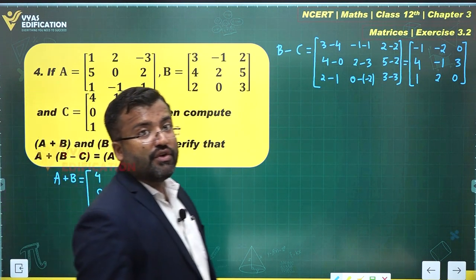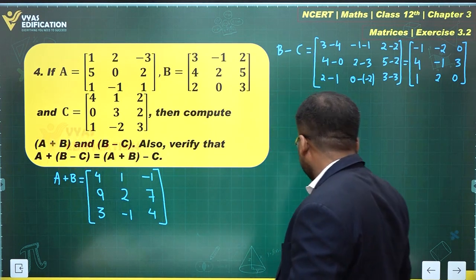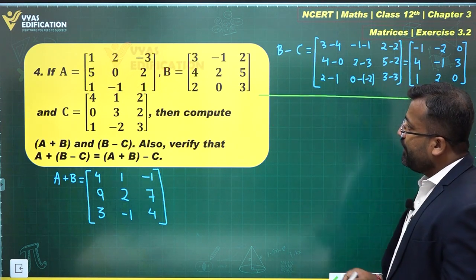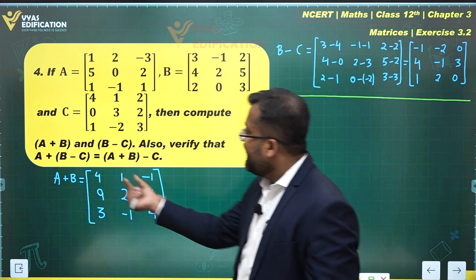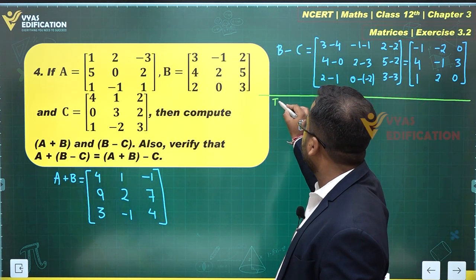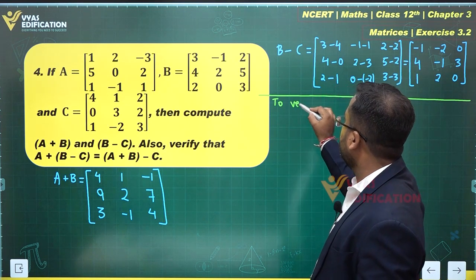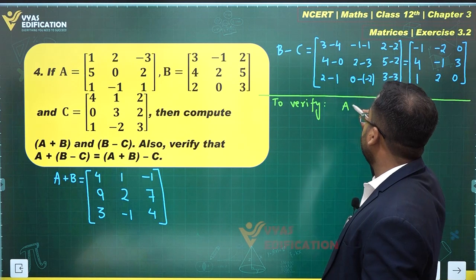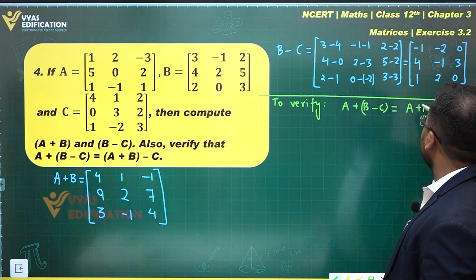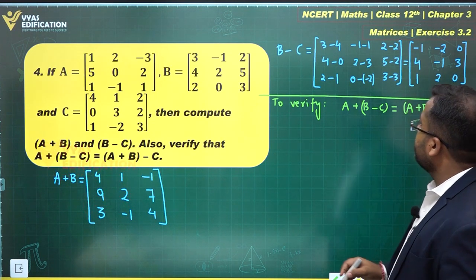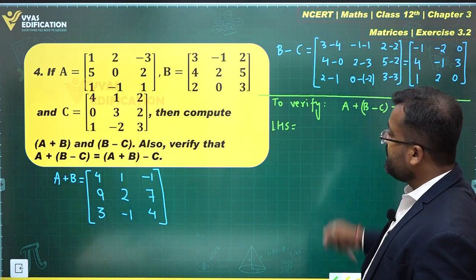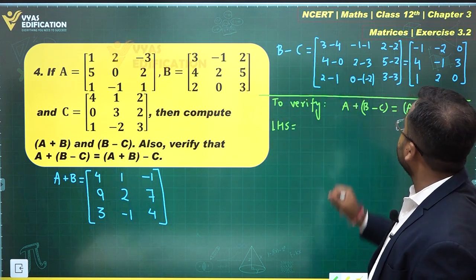Next, since we have found A plus B and B minus C, we are also supposed to verify something. So let's continue verifying that. For verification, first let us find the LHS. To verify basically, A plus (B minus C) is equal to (A plus B) minus C. Let us simplify the LHS first. LHS is A plus (B minus C). So we have A and B minus C over here.